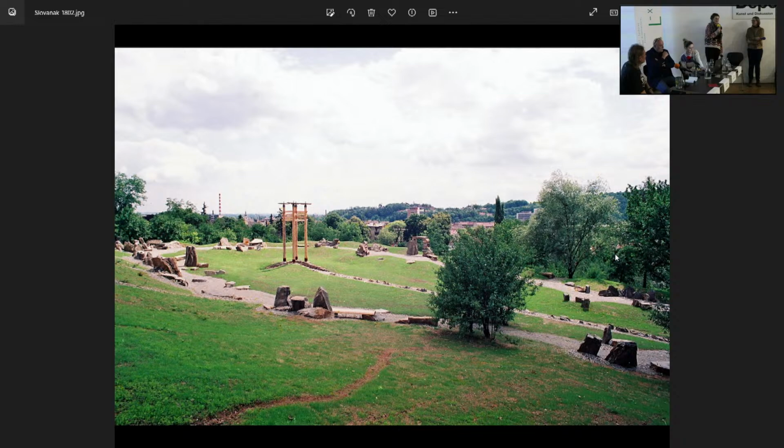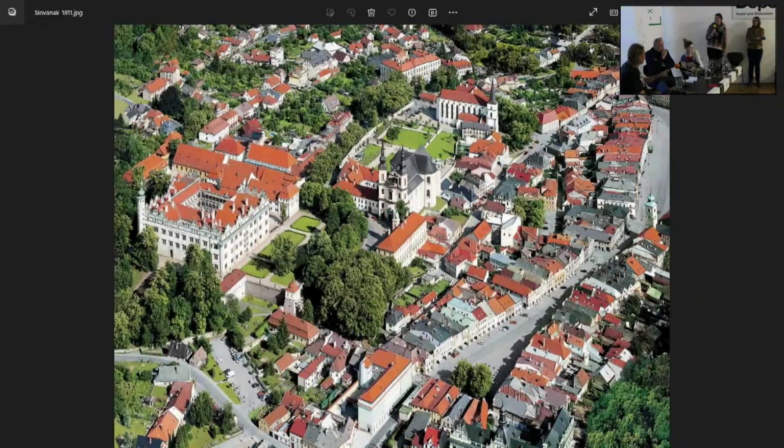About 5% of their work is what you can see in here.